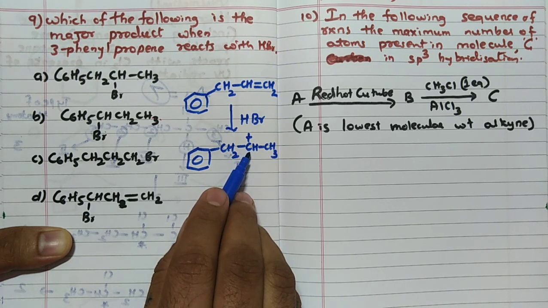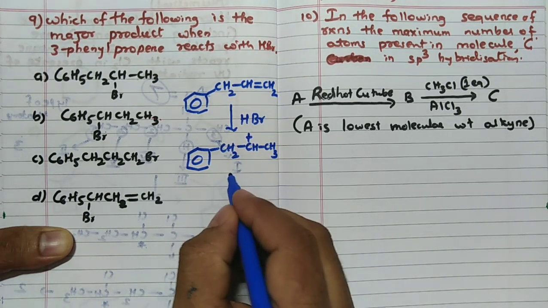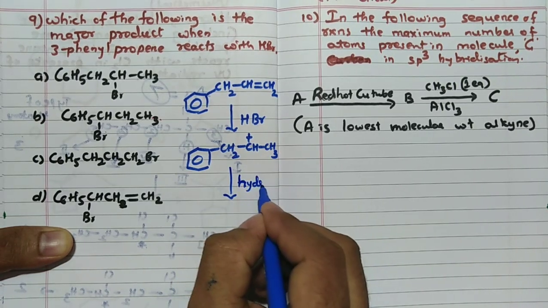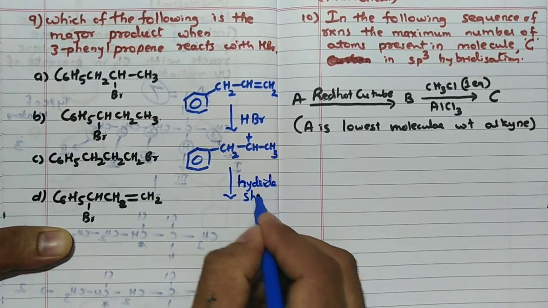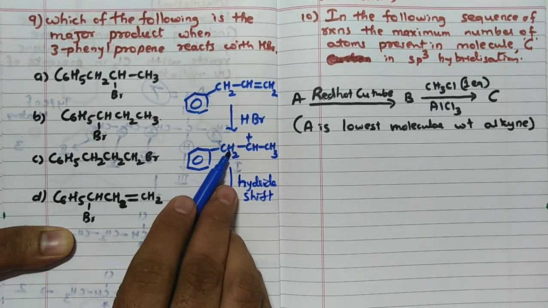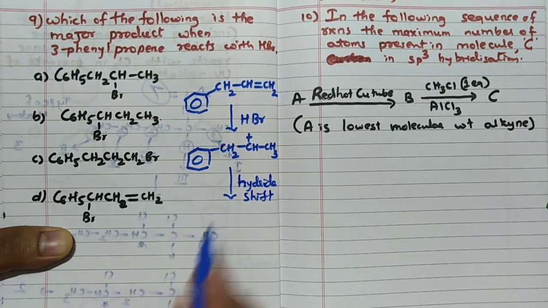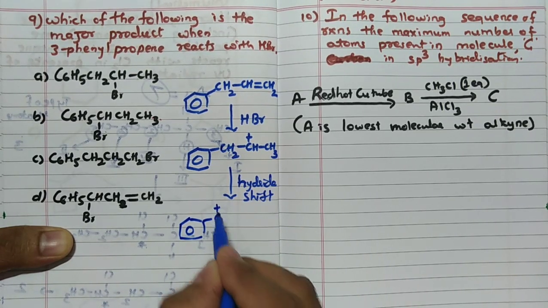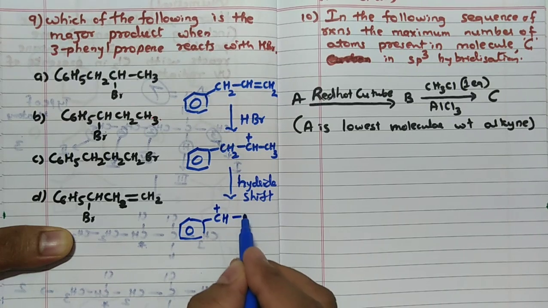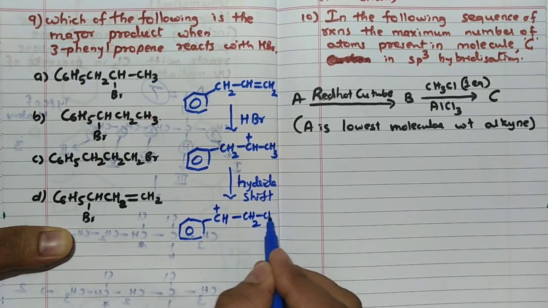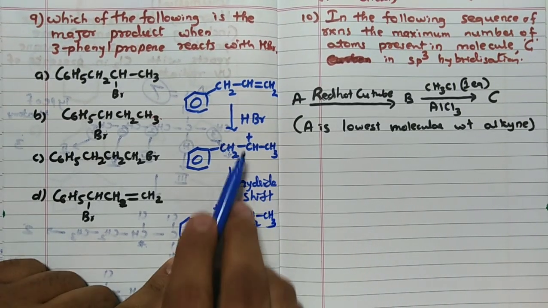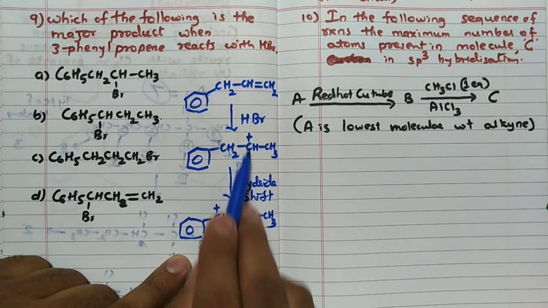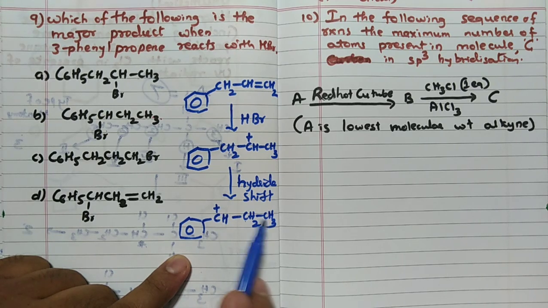Now there is one opportunity for this carbocation to become more stable. Hence, what will it do? A hydride shift takes place. From where? This hydrogen will shift here, and the positive charge will shift here. I will show you how. Now the positive charge comes on this carbon. It becomes H and a single bond CH2, single bond CH3. The positive charge shifts to this carbon, and here you can see CH2, CH3.